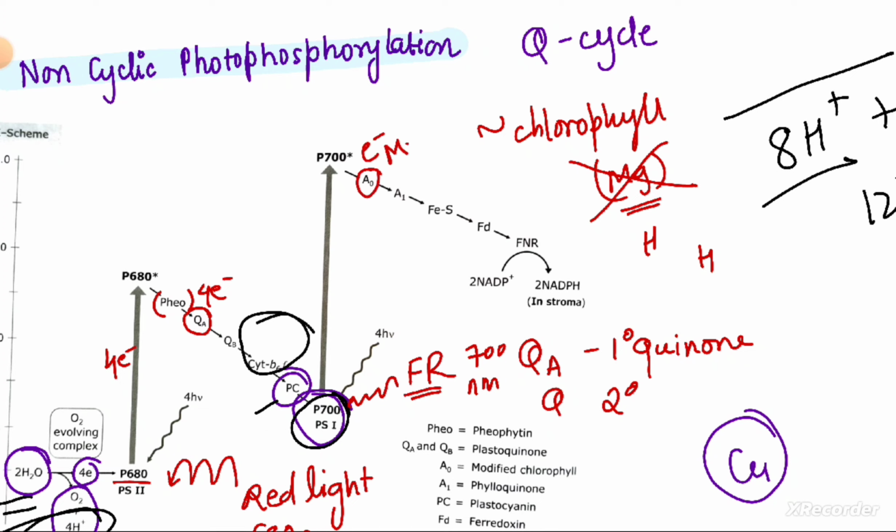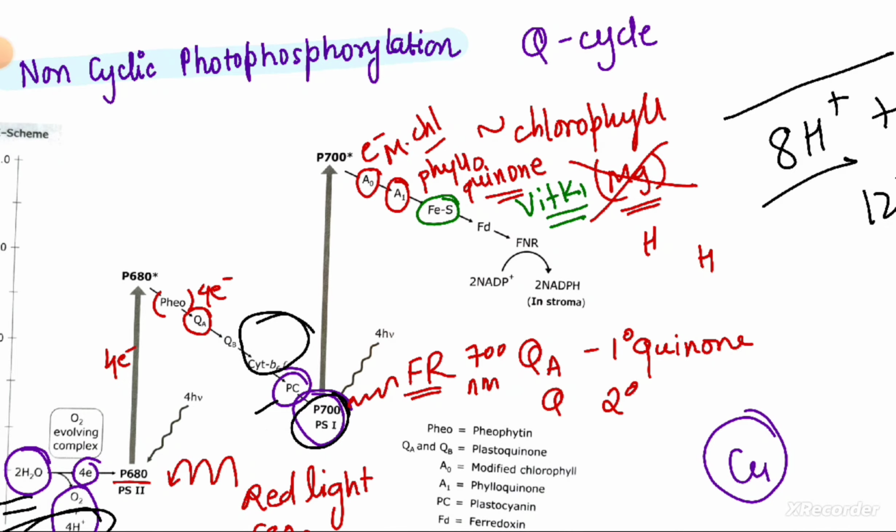A0 is nothing else but a modified chlorophyll. Later it will be passed on to A1. A1 is basically another molecule called phylloquinone. This is another quinone only. Now this phylloquinone will accept the electrons. Phylloquinone can also be termed as vitamin K1. This is important. Phylloquinone can also be termed as vitamin K1.